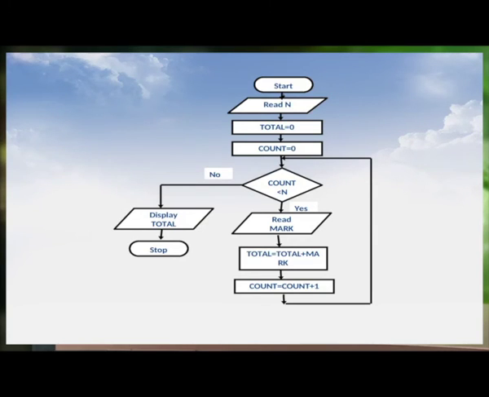Again count is checked against n. If its value is less than n, then the next number is read, added to total, and count is incremented in each iteration. If the count reaches n, then the value of the total is printed as the result. The iteration continues for n times. That's it, learners. That is all about the loop. We have many other problems to show you in the next module.